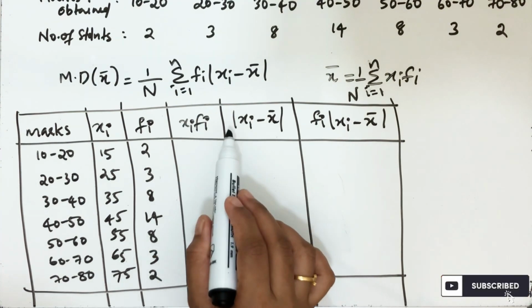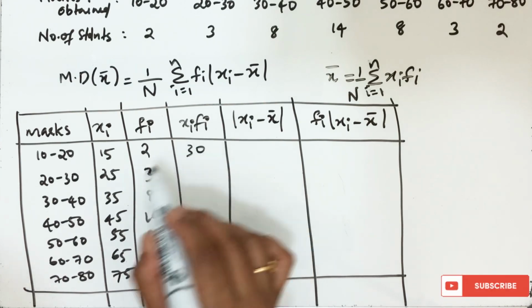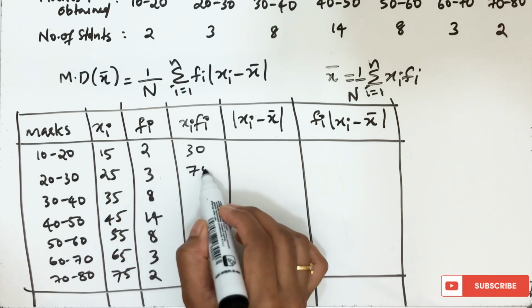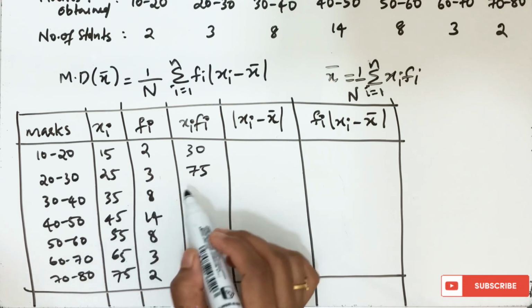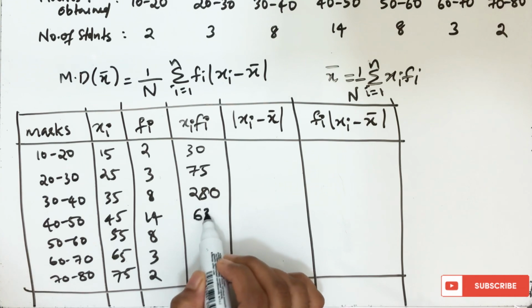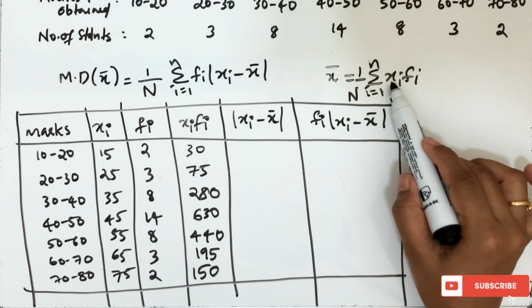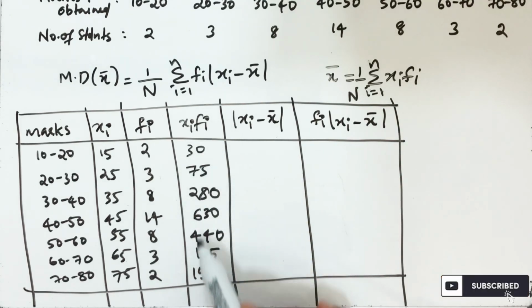Next xi into fi, that is this column into this column. That is 15 into 2, 30; 25 into 3, 75; 35 into 8, 280, use calculator; 45 into 14, 630; next 440, 195 and 150. Next we need sigma xi into fi. That is the sum of the values in this column: 30 plus 75 plus 280 plus etc. plus 150. That is, we will get 1800.